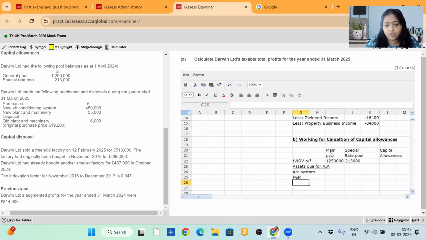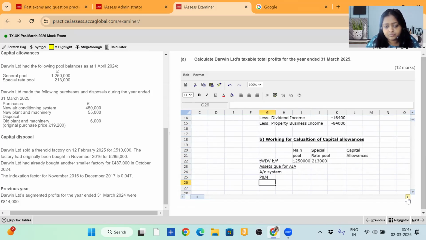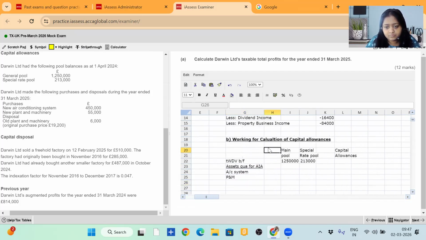So I need one more column. Here I'll write AIA/FYA. Right? And air conditioning cost is 450,000 and here it is 55,000. Get the totals.